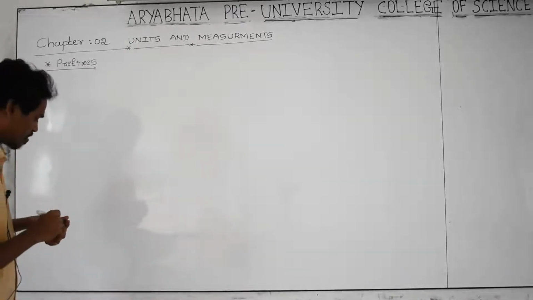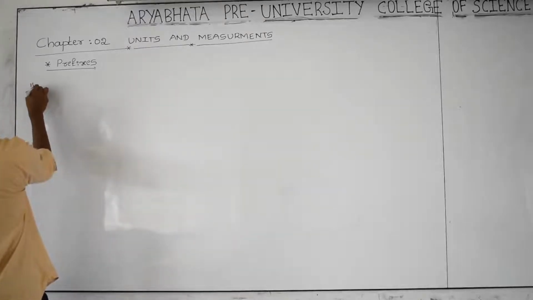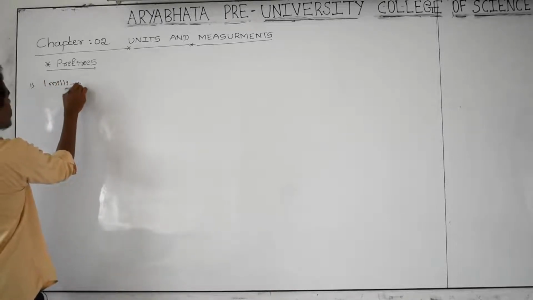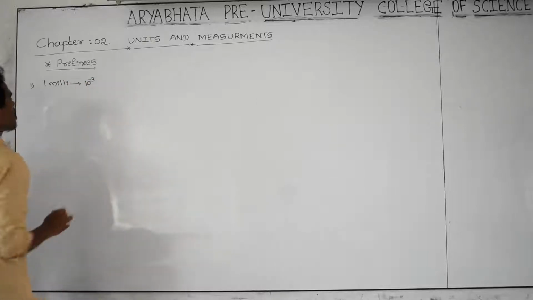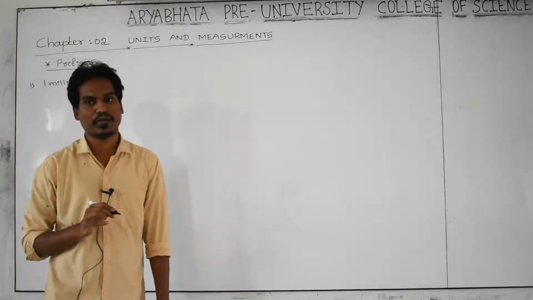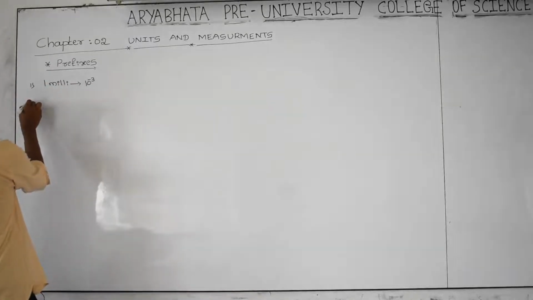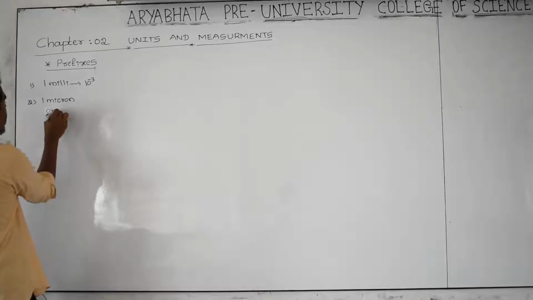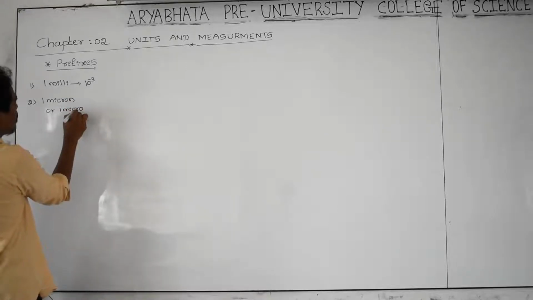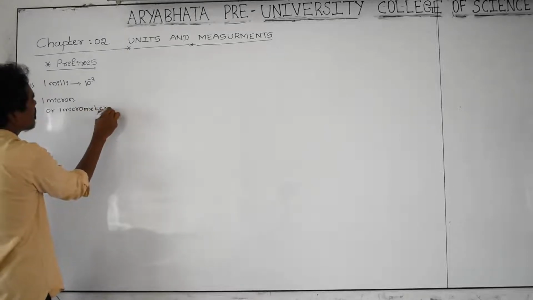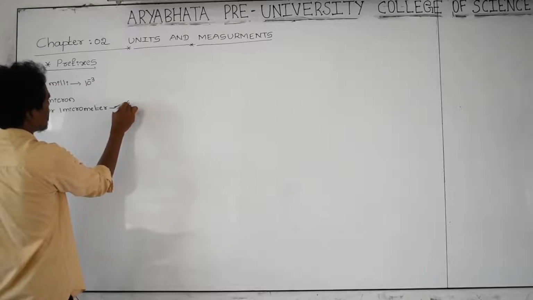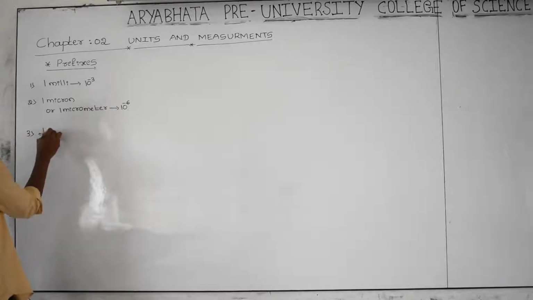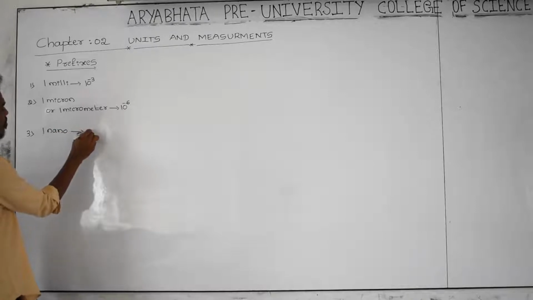Which are those? First, 1 milli. In scientific notation, milli is 10 to the power of minus 3, meaning 10 to the power of minus 3 meter. The second prefix is 1 micron, or 1 micrometer, whose scientific notation is 10 to the power of minus 6 meter. The third one is 1 nano, which is 10 to the power of minus 9.